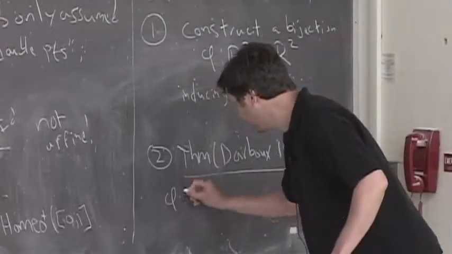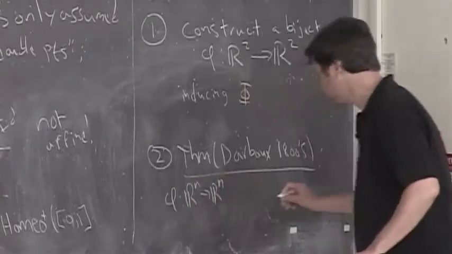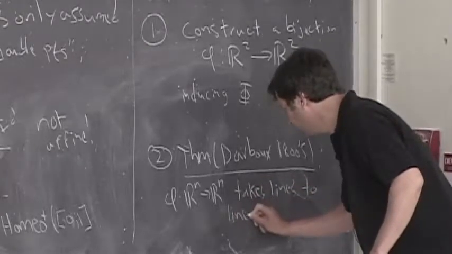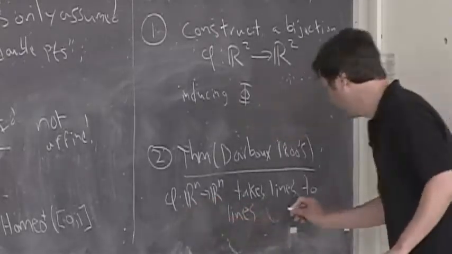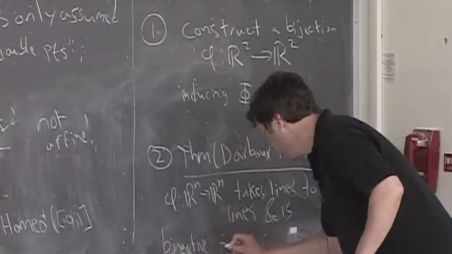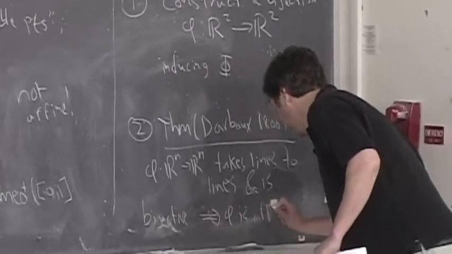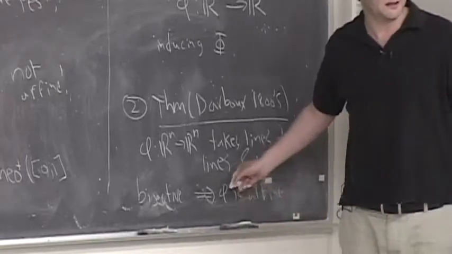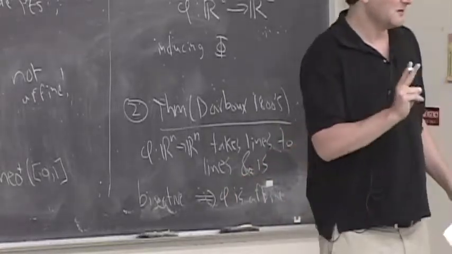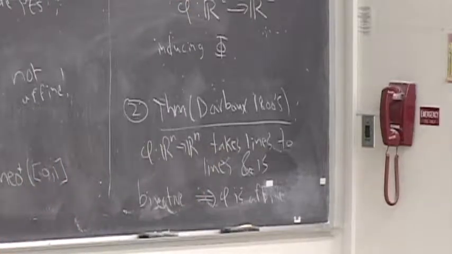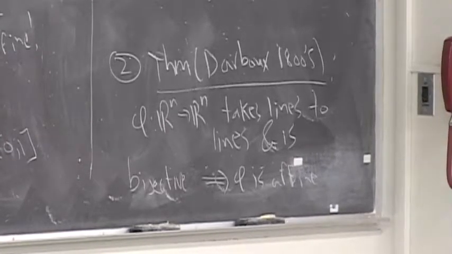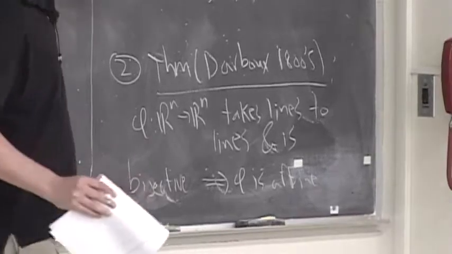Darboux in the 1800s said if phi going from Rn to Rn takes lines to lines and is bijective, so a bijective set map of Rn to Rn taking lines to lines, then phi is affine. It's a beautiful characterization. Classically, of course, this shows how old this is. Probably many of you think that this is the definition of affine, taking lines to lines. But then, of course, if you take lines to lines, then you're of this form. That's trivial. No, that's Darboux, sorry.